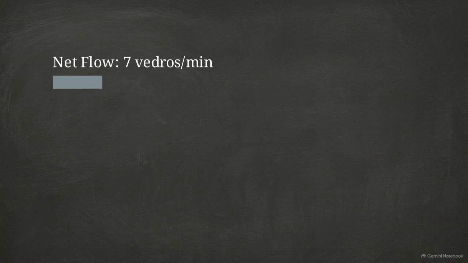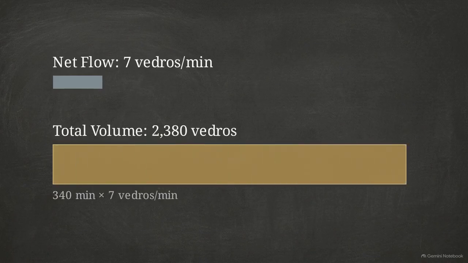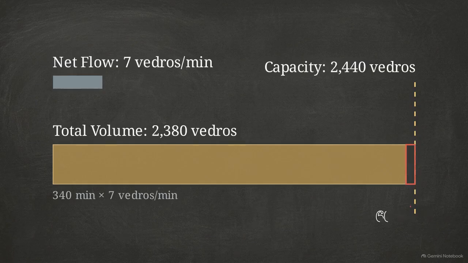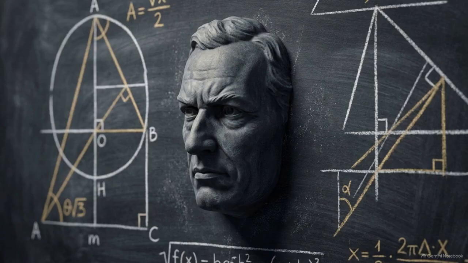The answer requires unbroken sequential logic, finding a net flow of 7 vedros per minute, calculating the total volume, and subtracting it from the 2,440 vedro capacity. Without a formula to lean on, the student relies purely on working memory. This serves as essential training for algorithmic thinking.